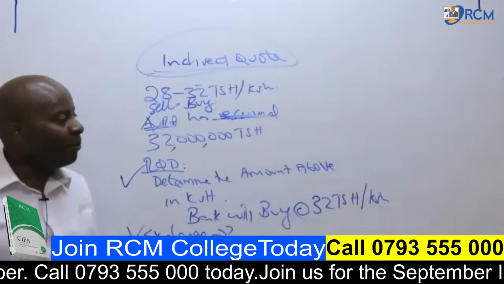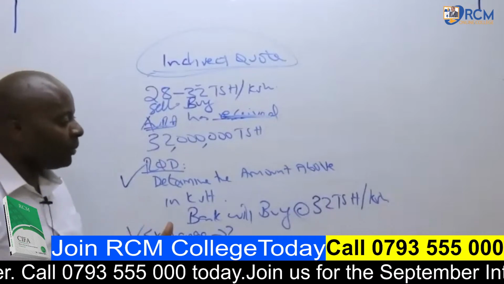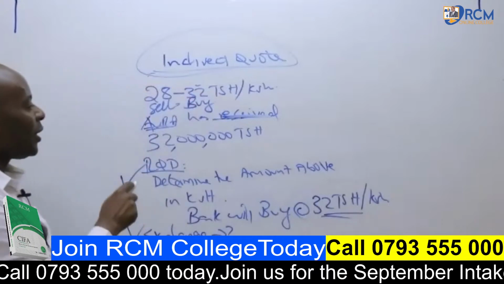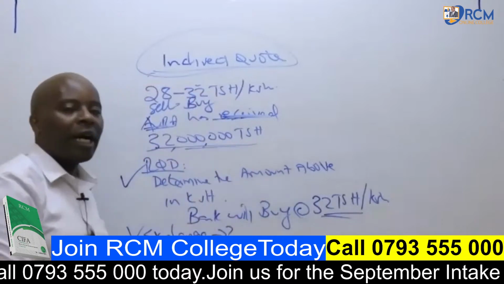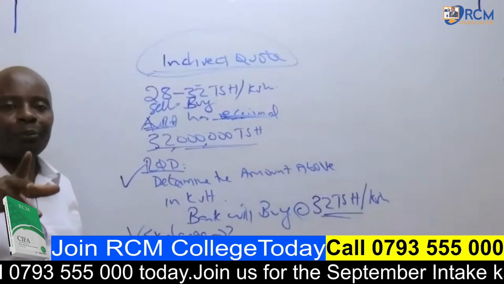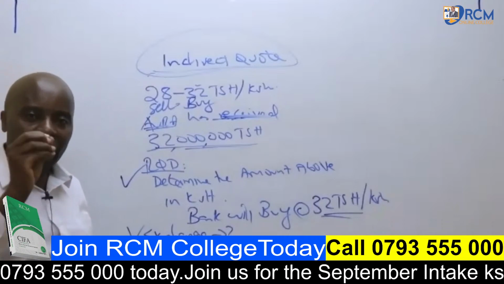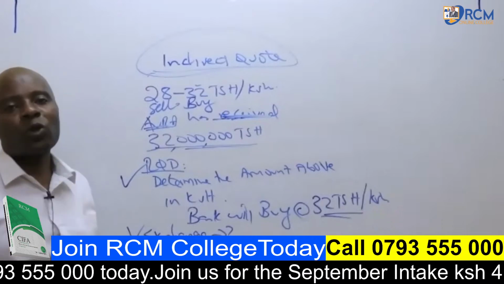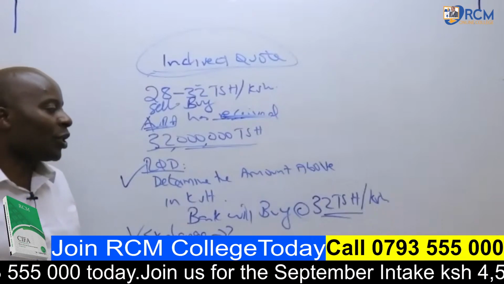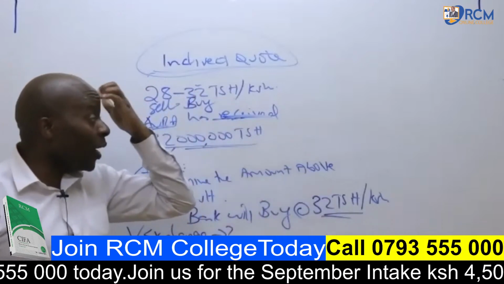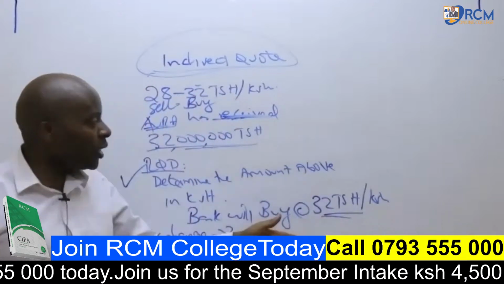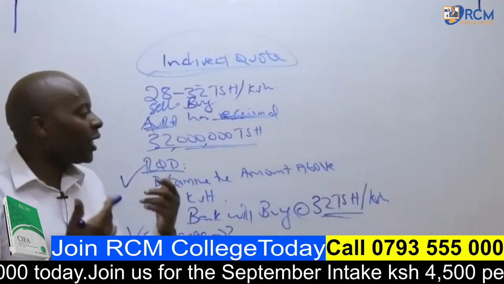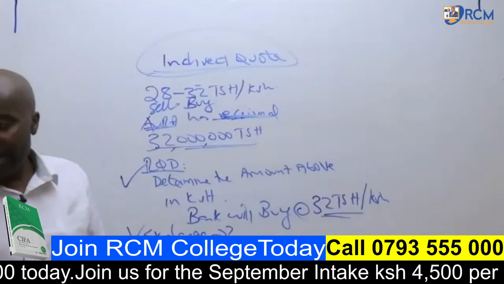Remember, I don't even have to do it the mother tongue way. The moment I see 32 Tanzania shillings, and I see that these are Tanzania shillings as well, I know for sure that there is no way I will multiply. If I try multiplying, I'll get an answer in Tanzania shillings squared. I can't multiply the two. The only way out is to divide by the exchange rate so that the Tanzania shillings cancel out, and we'll be left with Kenya shillings.